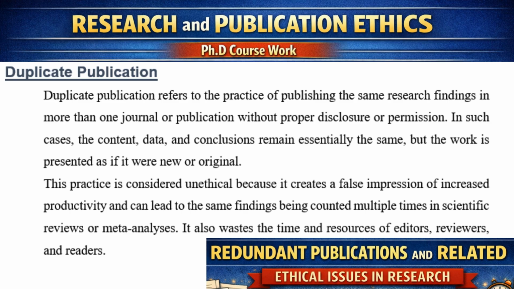Duplicate publication. Duplicate publication refers to the practice of publishing the same research findings in more than one journal or publication without proper disclosure or permission. In such cases, the content, data, and conclusions remain essentially the same, but the work is presented as if it were new or original. This practice is considered unethical because it creates a false impression of increased productivity and can lead to the same findings being counted multiple times in scientific reviews or meta-analyses. It also wastes the time and resources of editors, reviewers, and readers.